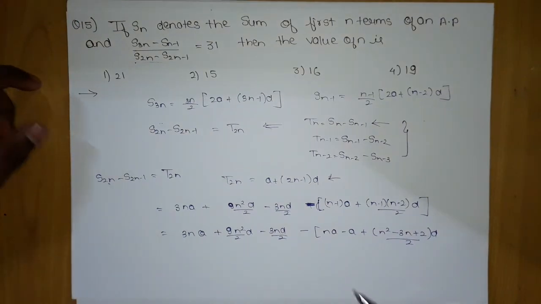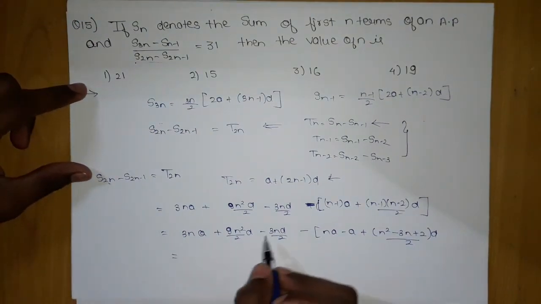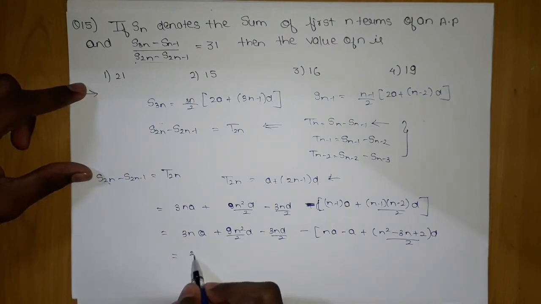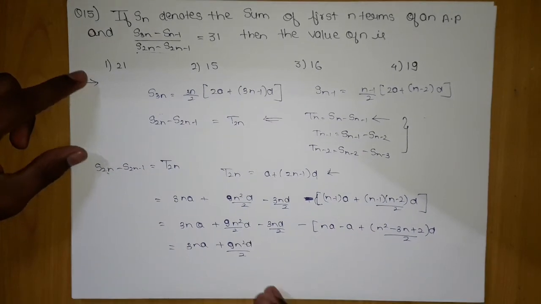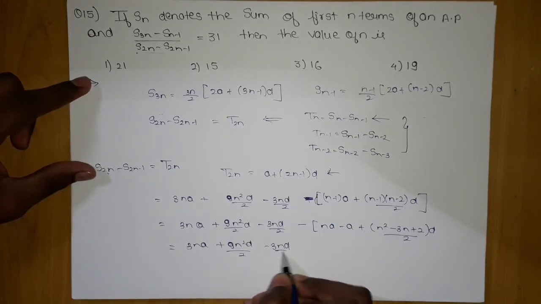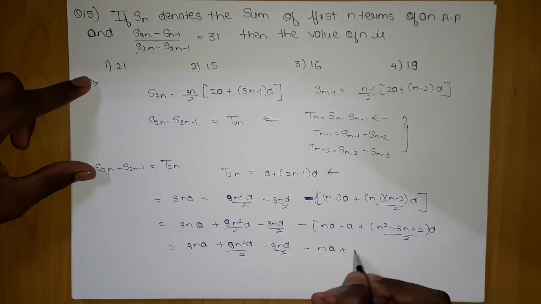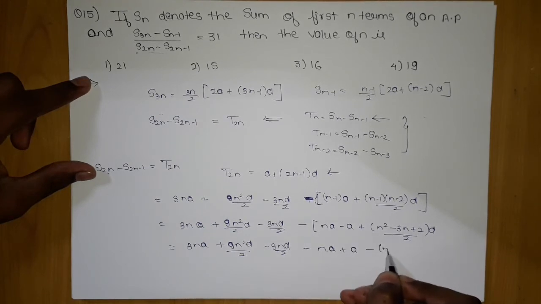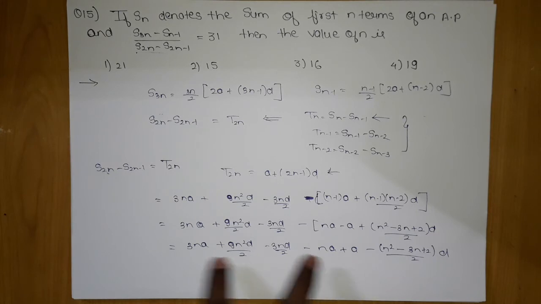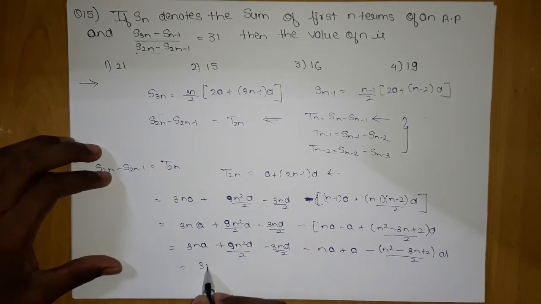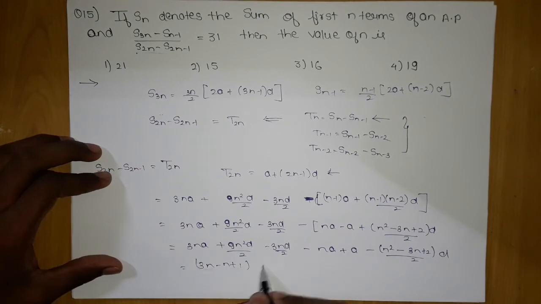So after this the calculation will give me what? Here you can see, let me open 3na plus 9n square d. Again we are writing this, minus 3n d by 2 minus na plus a minus n square. This will become minus n square, let me keep it like that only, plus 2 into by 2 into d. Further on, we will try to make a bracket because it is all the things. So 3n minus n plus 1, the whole a.